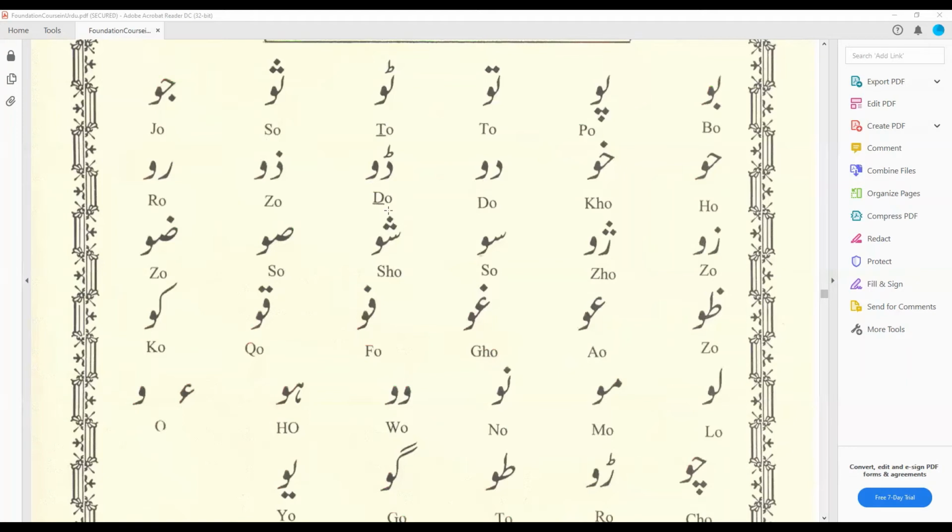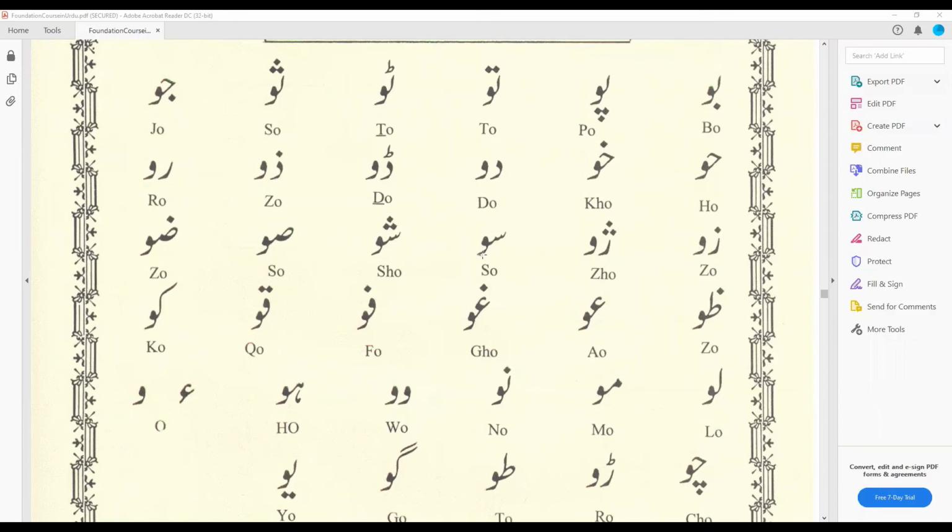Do, like do something. This one is do, mujhe do, I want, or give me. Do and do, karo, kuch karo, do something. Zal wow zo. Re wow ro. Ze wow zo. Se wow so. You can say ze or se, S and Z, any letter you can use.